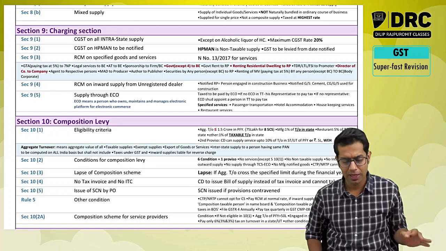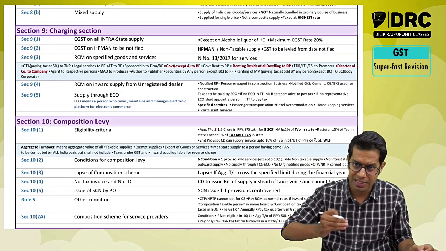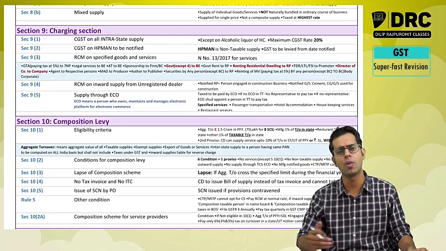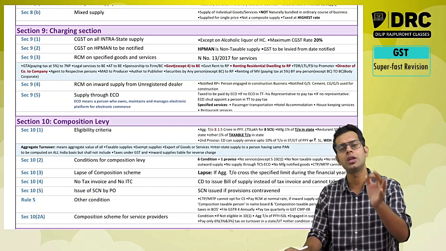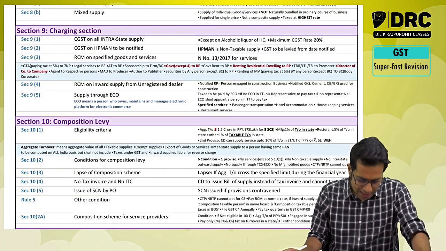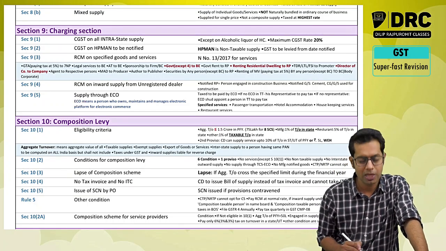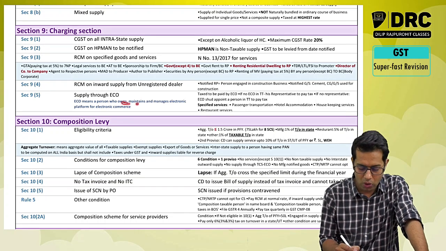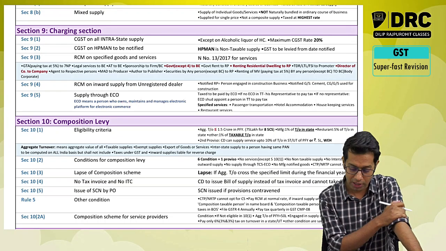Provided further that if the e-commerce operator does not have physical presence in taxable territory and there is no representative of the e-commerce operator in India, then he will have to appoint a person in India to pay such taxes. Sir, what do you mean by e-commerce operator? Sir, e-commerce operator means a person who is owning, maintaining, managing an electronic platform for electronic commerce.